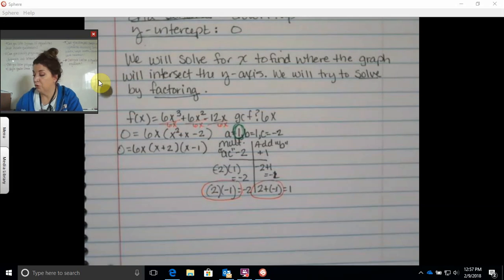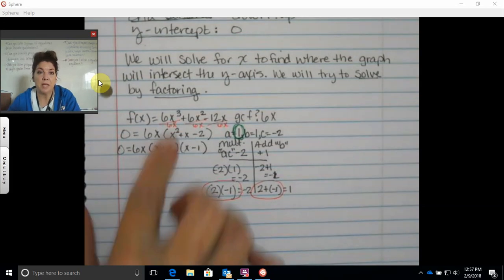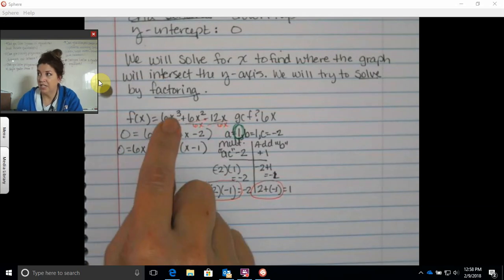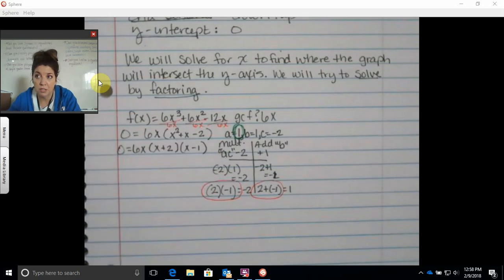Before we even did any of this, can we just look at the main problem and tell how many solutions we're going to have? We're going to have 3. Just by looking at the main problem, how do we know we were going to have 3? We have 3 degrees. 3 is our highest degree. That tells us how many solutions we have. Now, we may have some imaginary solutions, but real and imaginary all together, we need 3 of them.